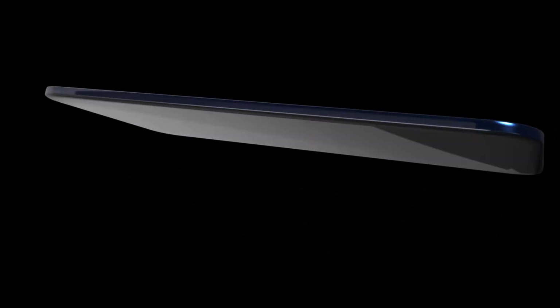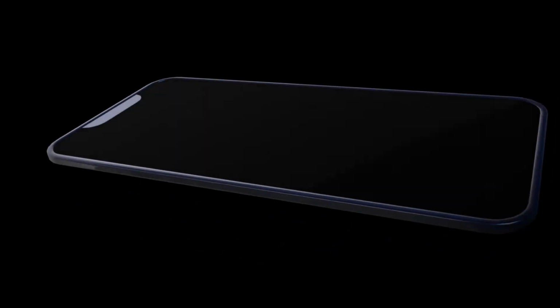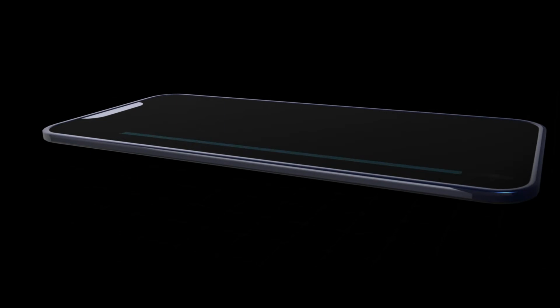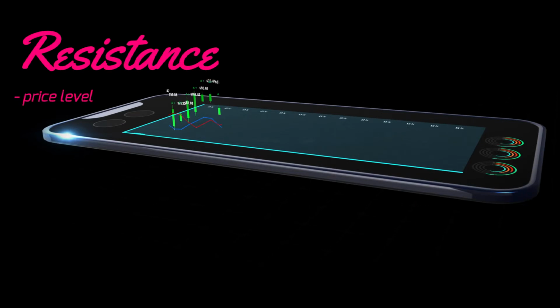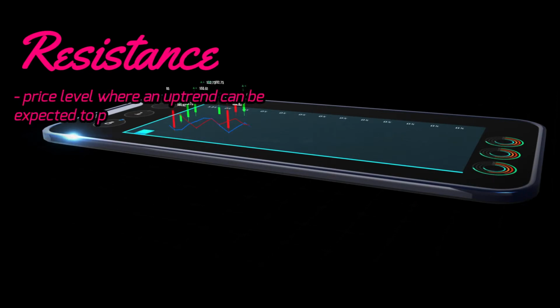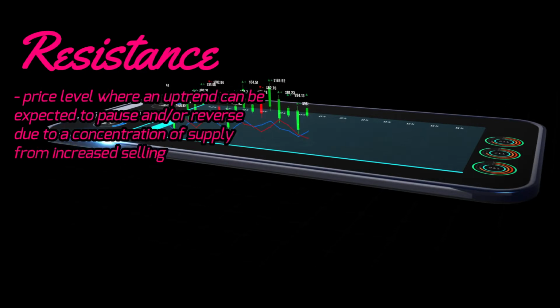The concepts of trading support and resistance levels are undoubtedly two of the most highly discussed attributes of technical analysis. These terms are used by traders to refer to price levels on charts that tend to act as barriers, preventing the price of a stock from going in a certain direction. Resistance is a price level where an uptrend can be expected to pause and/or reverse due to a concentration of supply from increased selling interest.